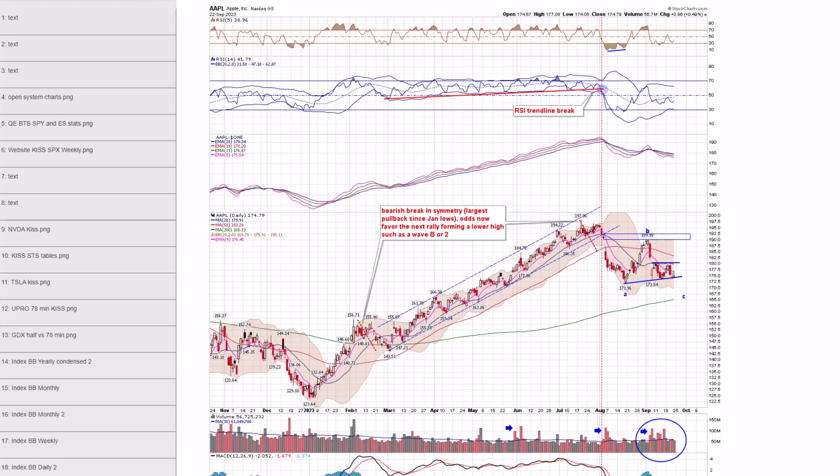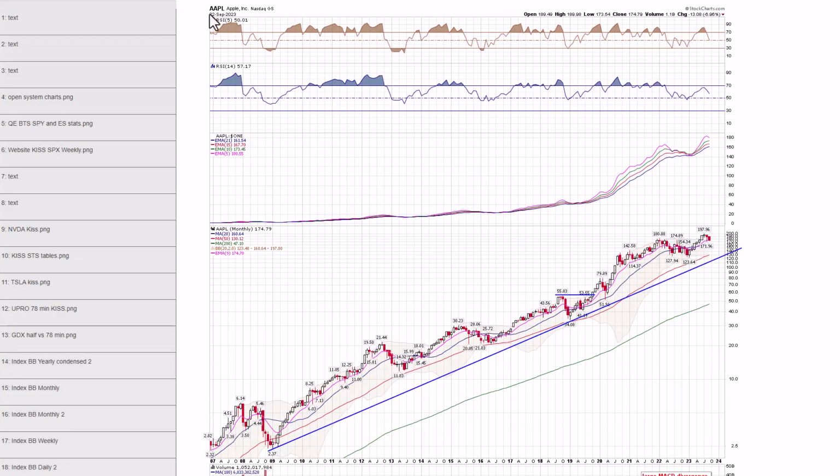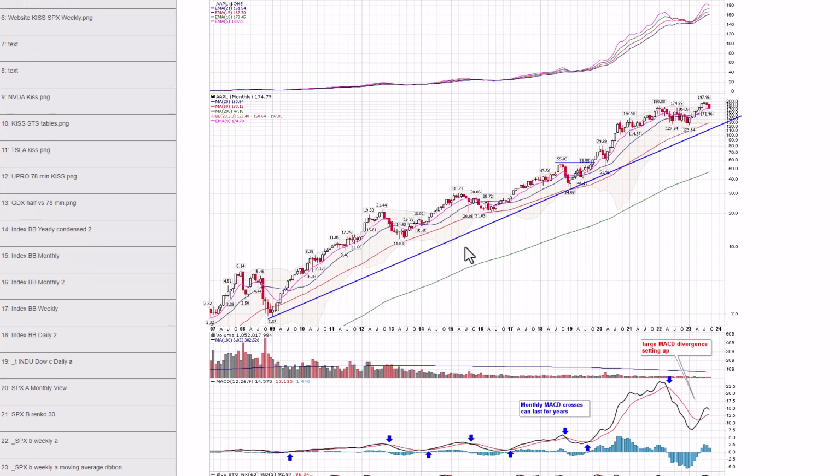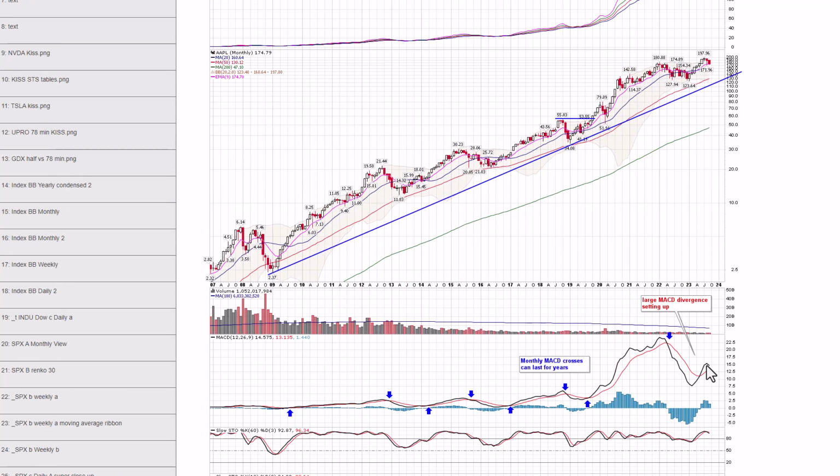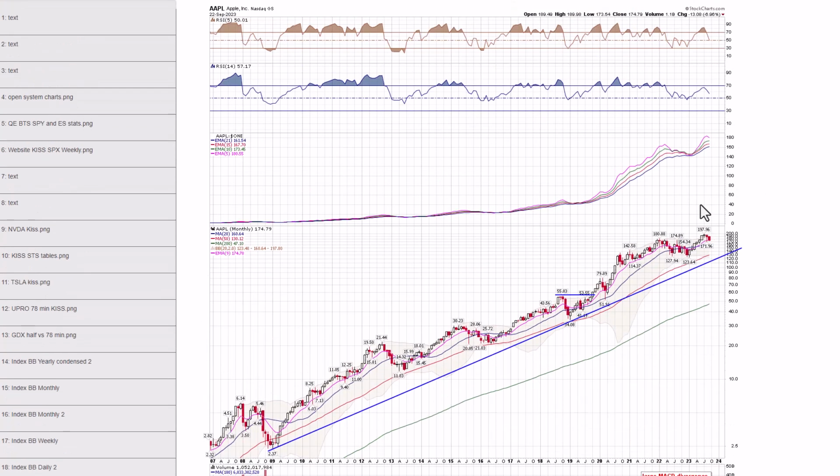Chart 41, here's a monthly view of Apple. I like to just show this for perspective. You can see the long-term uptrend. This is a logarithmic chart, so I can draw a trend line. But look at this huge MACD divergence on the monthly. That MACD is nowhere close to the previous peak. This could be setting up a multi-year top on Apple, perhaps. So be aware of that, guys.